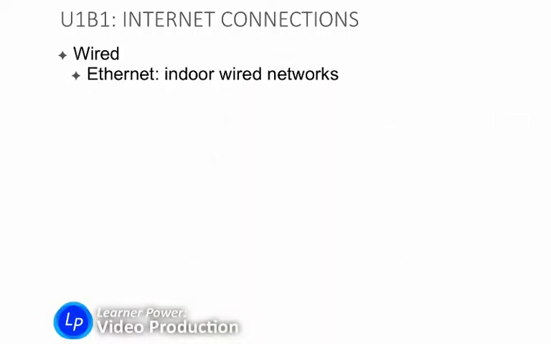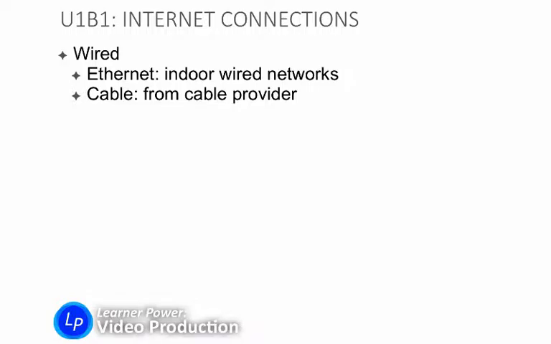Unit 1b1 is going to get pretty technical about some kinds of internet connections that you're going to see in a video editing environment. First of all, wired connections include Ethernet. That's the kind of traditional wire that you see in buildings all over the place. When you snap a computer into the network, that's usually an Ethernet connection. They're nice and fast.